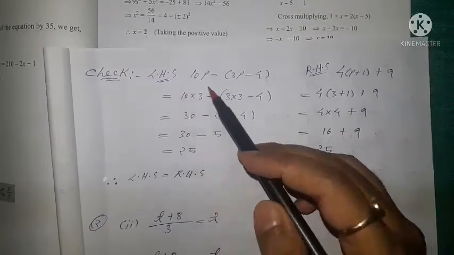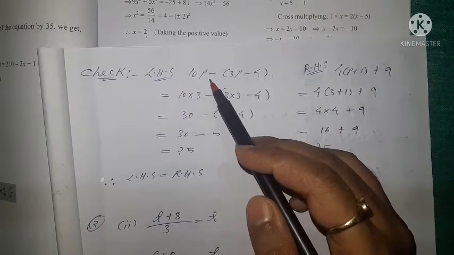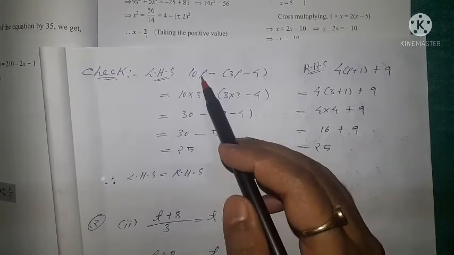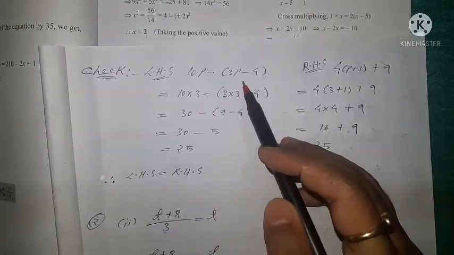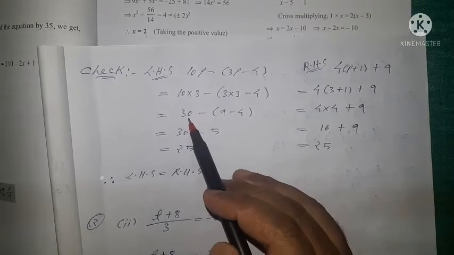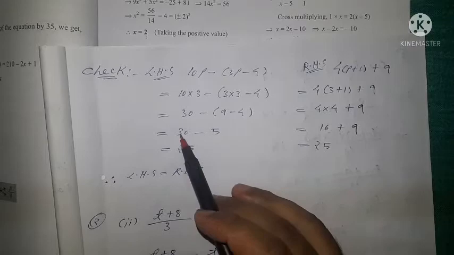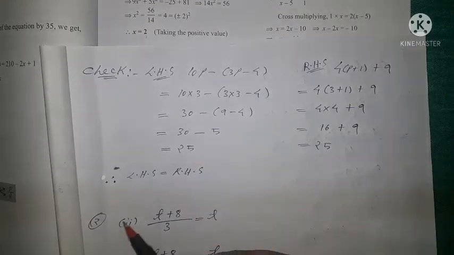Let us take the LHS part. The LHS is given as 10p minus within bracket 3p minus 4. If we put the value of p as 3, it becomes 10 into 3, that is 30, and 3 into 3, that is 9, minus 4. So 9 minus 4 is 5. Therefore 30 minus 5 is 25.